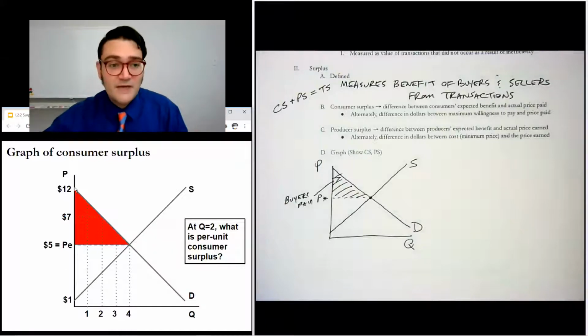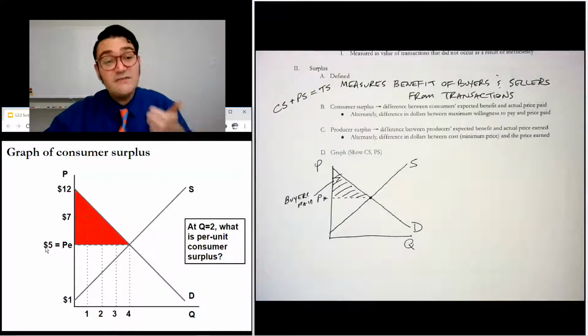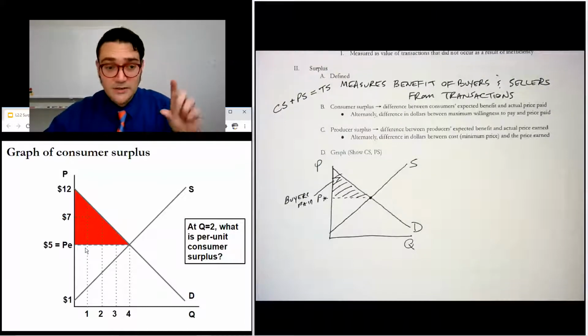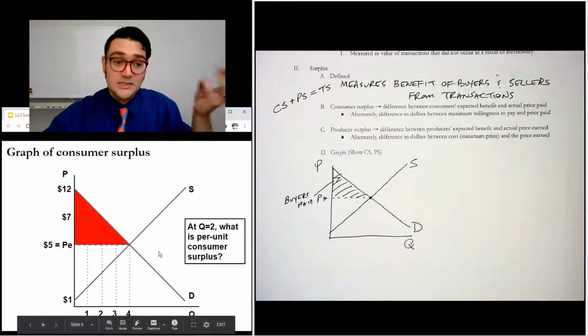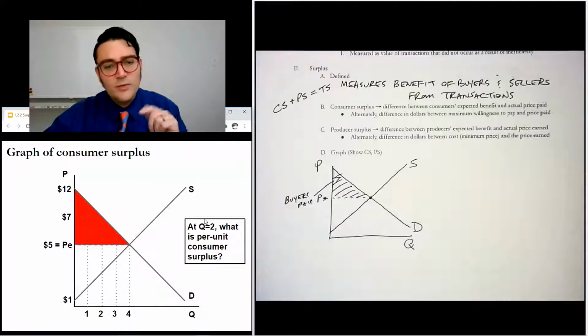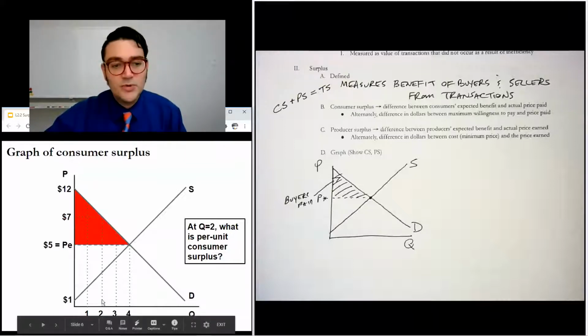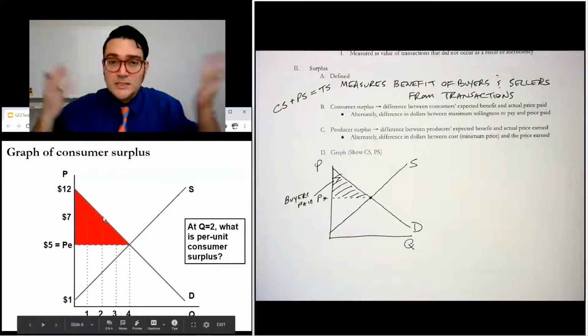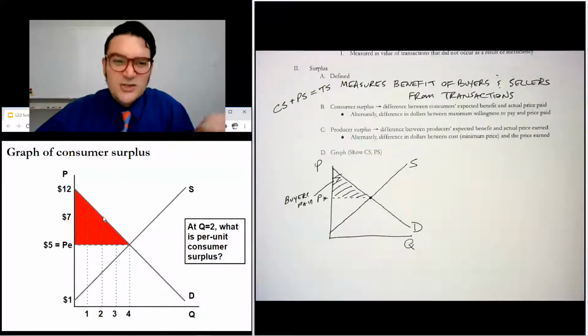With this graph, I've highlighted the same thing, but I've even used some numbers. And if we sat down, you could calculate the total consumer surplus fairly easily, right? 12 minus 5 is 7. That's the height of the triangle. Times 4, that's the base. So 7 times 4 is 28. Times 1/2 is 14. So the total consumer surplus is 14. What about this quantity 2? Well, what's the per unit? It's the difference between 5 and 7, so 2. So that's how we do consumer surplus, right? It's not too difficult, I hope.